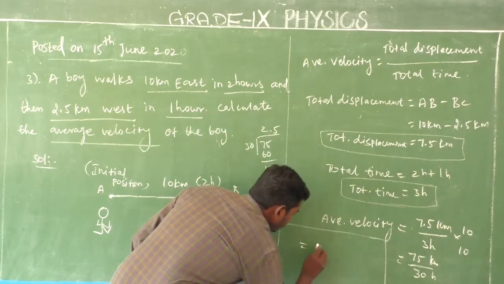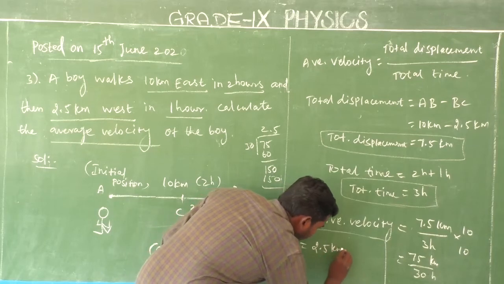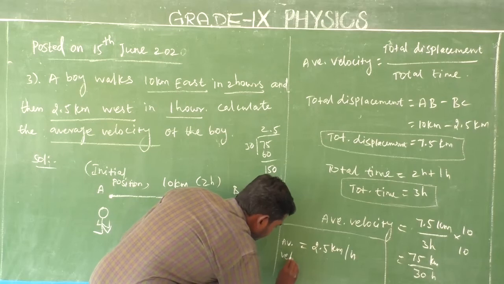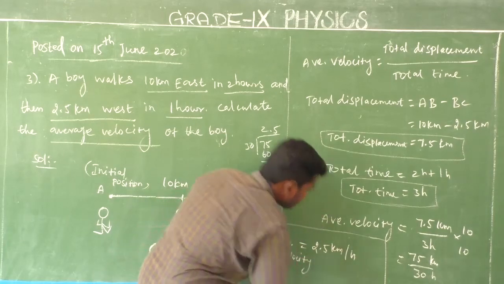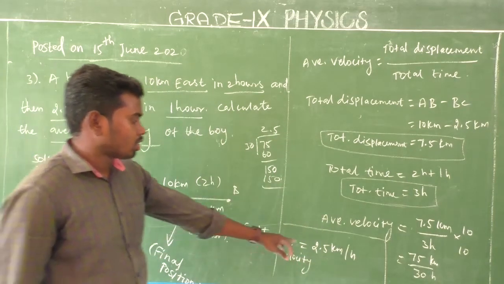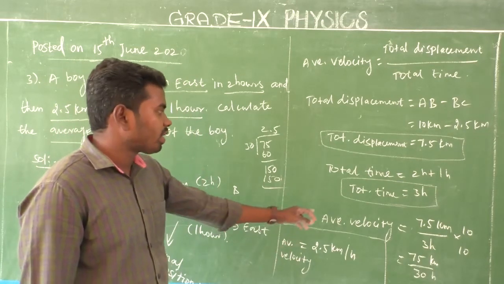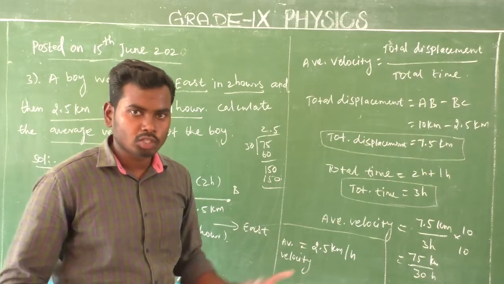So this is equal to 2.5 kilometer per hour. Okay, so this is average velocity. Average velocity of that by how much? 2.5 kilometer per hour. So that is average velocity of that bike. Is it clear? So very simple.